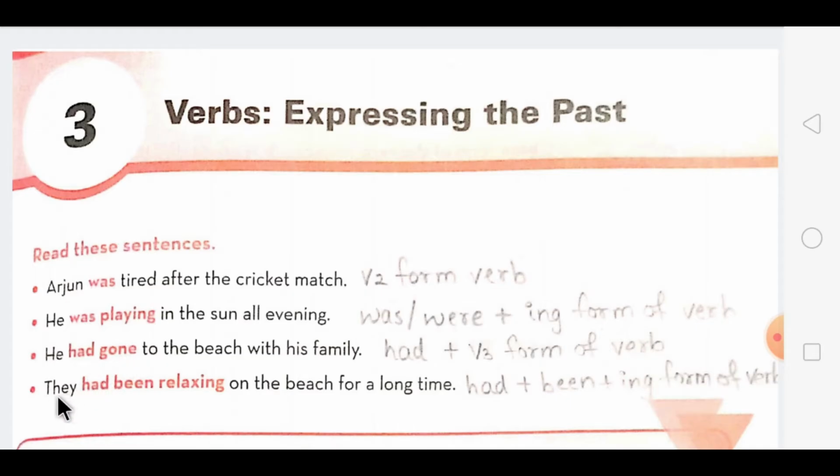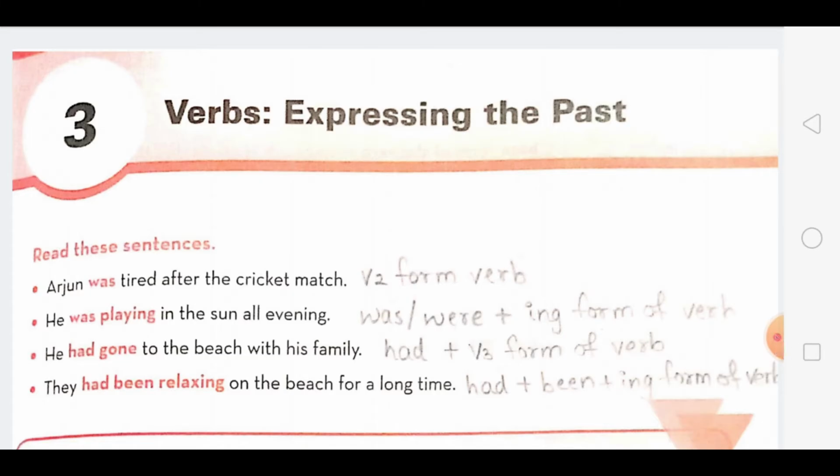Then the last one, they had been relaxing on the beach for a long time. In this, the rule which will be applied will be had plus been plus ing form of the verb. As it is used over here, had plus been plus ing form of relax will be relaxing. So before moving on forward, I would like to show you an animation according to the type of tenses.